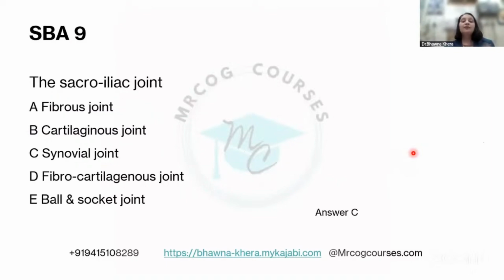Now, coming to the SPA 9. The sacroiliac joint. You find this question very simple, very small, but I think you can find this question in almost 80% of your exam papers, right? So the sacroiliac joint, what do you think? Is it cartilaginous? Is it fibrocartilaginous? Is it ball and socket? What is it? It's a synovial joint, yes. Although the mobility is restricted, it is still a synovial joint, right?